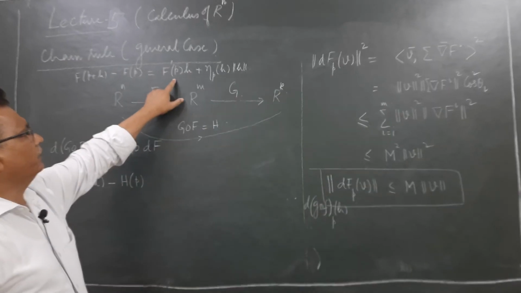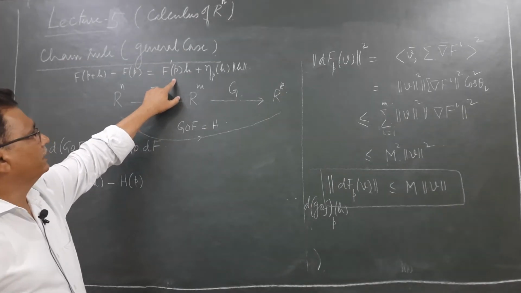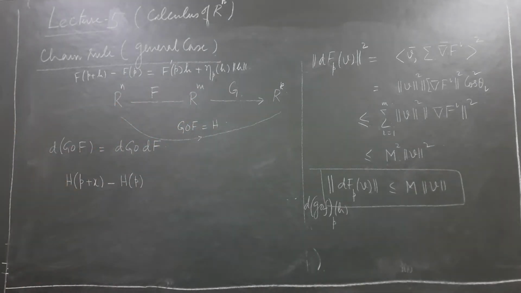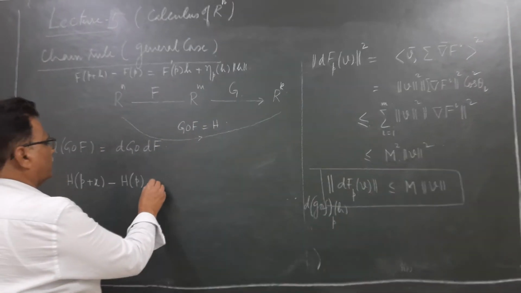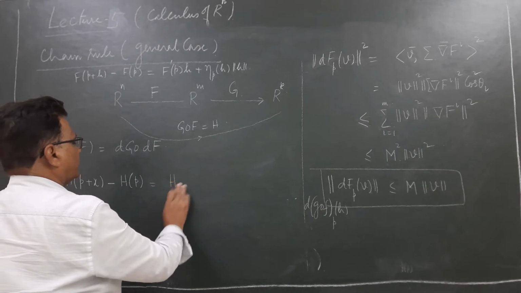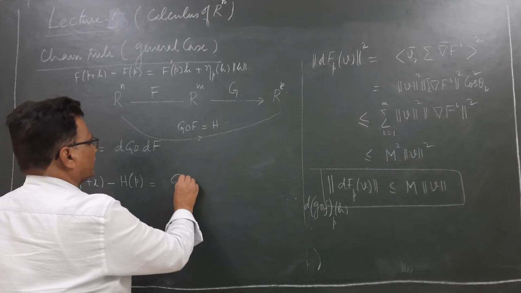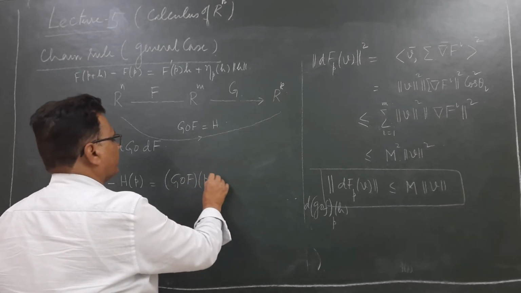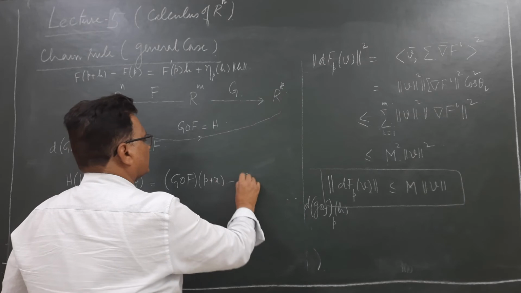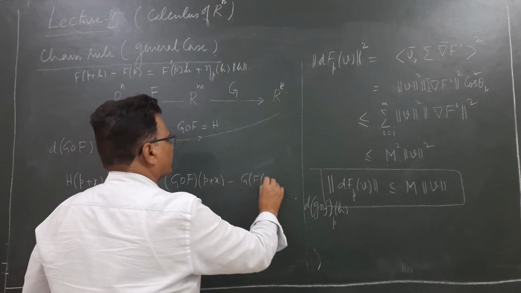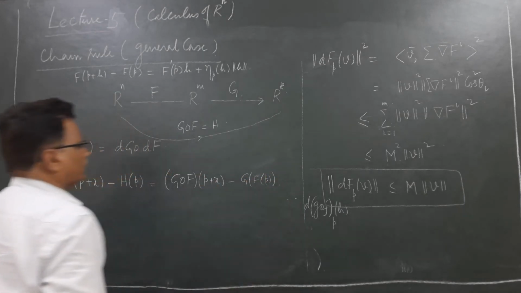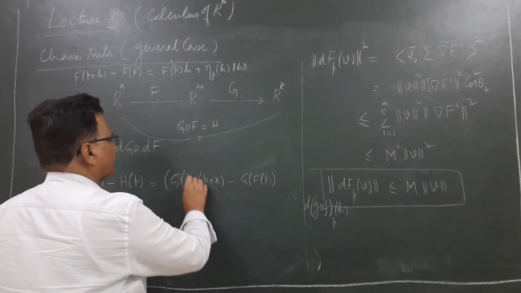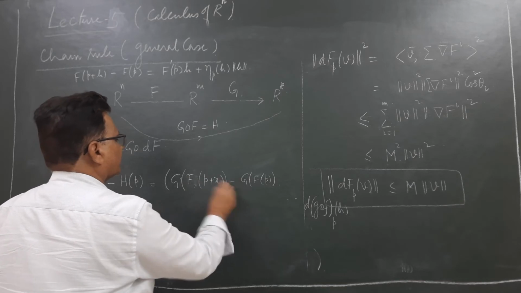What should happen? Here you must have a linear map. This should be a continuous function, and eta as well. So I will search it out whether this happens or not. So h of x is g composition f at the point p plus x minus g composition f of p. Or you can directly write g of f of p plus x like this.